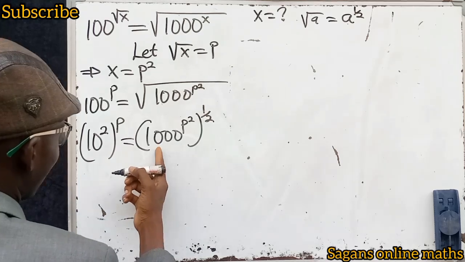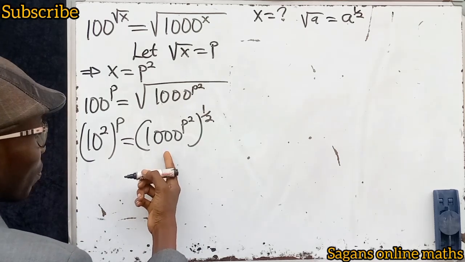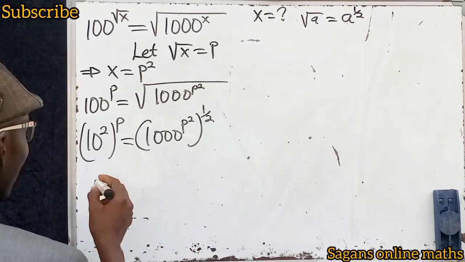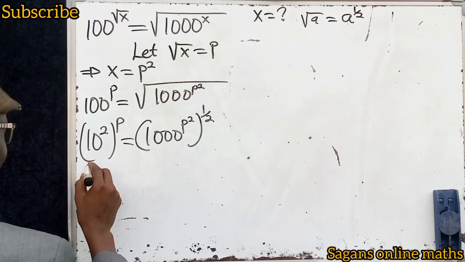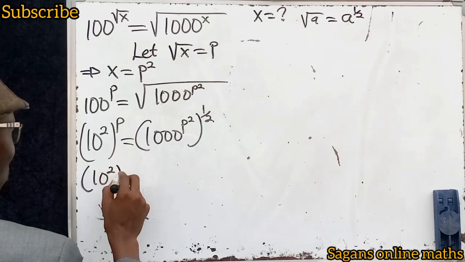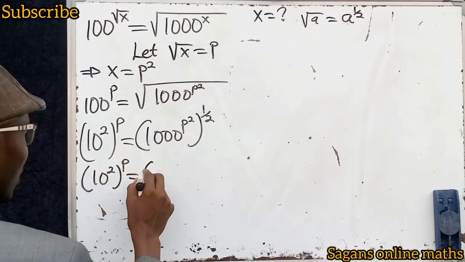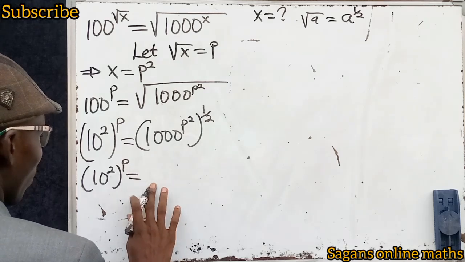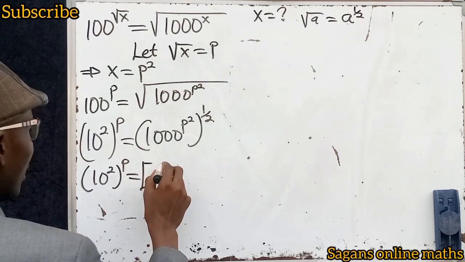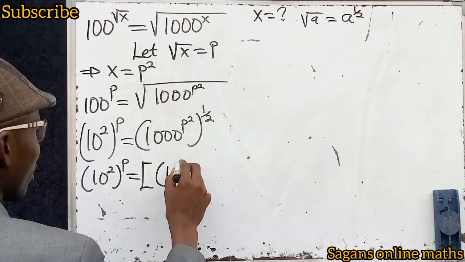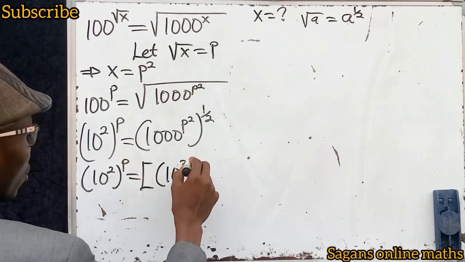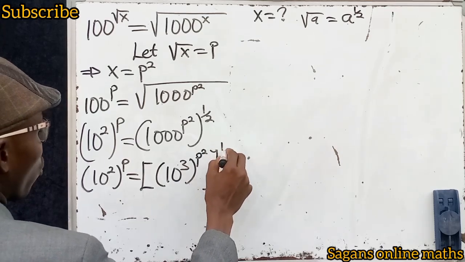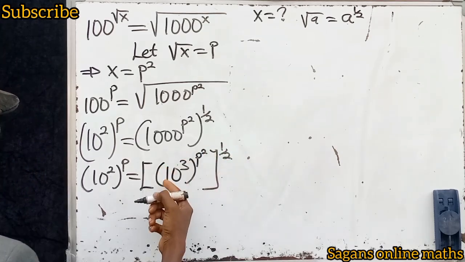Now let's look at this 1000 in index form. Remember that 1000 in index form simply means 10 times 10 times 10, three places, which is 10 raised to the power of 3. That means this becomes 10 to the power of 2, all to the power of p, is equal to, let me put brackets first, bracket 10 to the power of 3, which is 1000, to the power of p square, all to the power of 1 over 2, because this 1 over 2 is affecting everything here.